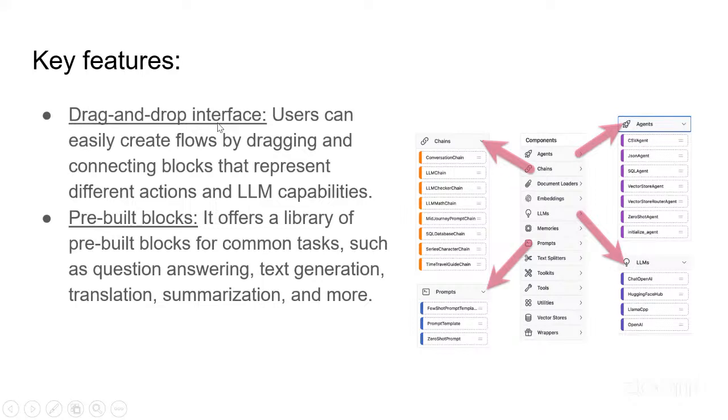Drag and drop interface: users can easily create flows by dragging and connecting blocks that represent different actions and LLM capabilities. Then there are pre-built blocks. It offers a library of pre-built blocks for common tasks such as question answering, text generation, translation, summarization, and many more.